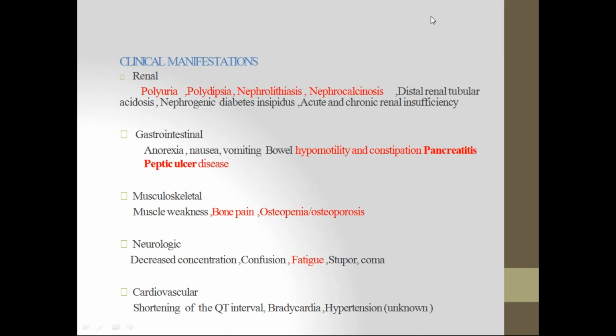Clinical manifestations. Renal manifestations include polyuria, polydipsia, nephrolithiasis or nephrocalcinosis. Distal renal tubular acidosis may happen. Nephrogenic diabetes insipidus may be present. Acute and chronic renal failure may be present in some cases. Gastrointestinal manifestations include anorexia, nausea, vomiting, bowel hypermotility and constipation, pancreatitis, and peptic ulcers.